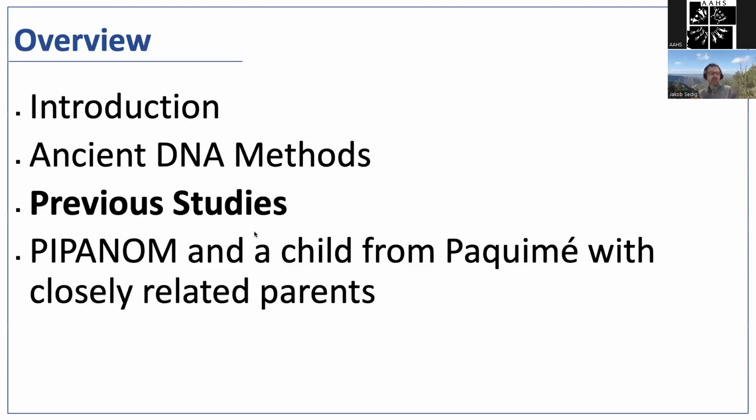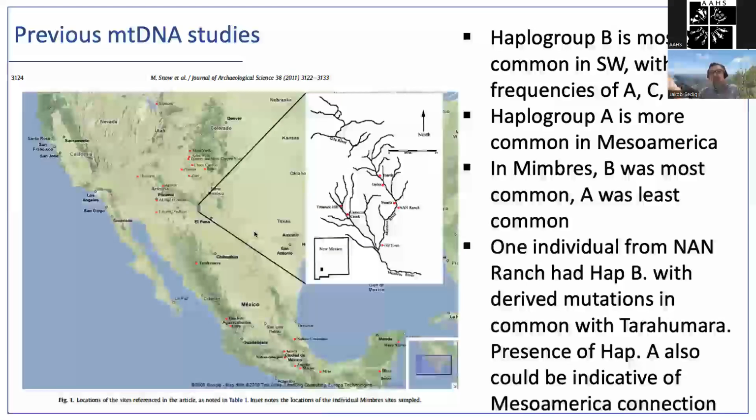Okay, so a few key previous studies that I think will help frame some of the work that I've been doing. I wanted to mention this previous study of mitochondrial DNA from the Mimbres region, which is where my background is, and this is from 2011. The obvious thing about this study is that it was done at a time when NAGPRA regulations were different than what they are now. In order to do this study today, it would require intensive consultation and engagement with Indigenous communities.